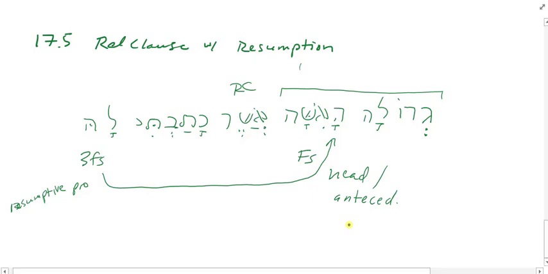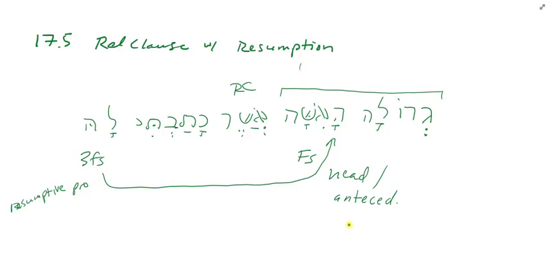Or, if you want to use normal but stylistically non-proper English, you might say, great is the woman I wrote to. Or great is the woman who I wrote to. Okay? But we don't use that resumptive pronoun in English. But you will frequently see it in Hebrew. There will not always be a resumptive pronoun that refers to the head, but there frequently is.